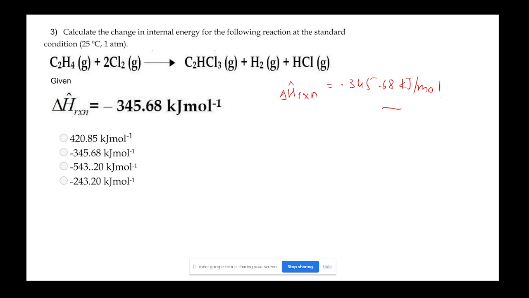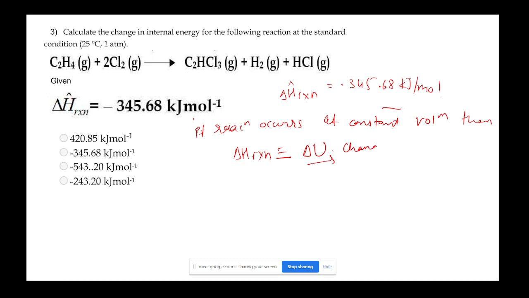Now you need to find out whether this reaction is occurring at constant volume or constant pressure. If you want to find out whether the reaction is occurring at constant volume, because if the reaction occurs at constant volume, then delta H reaction is nothing but delta U, which is change in internal energy.